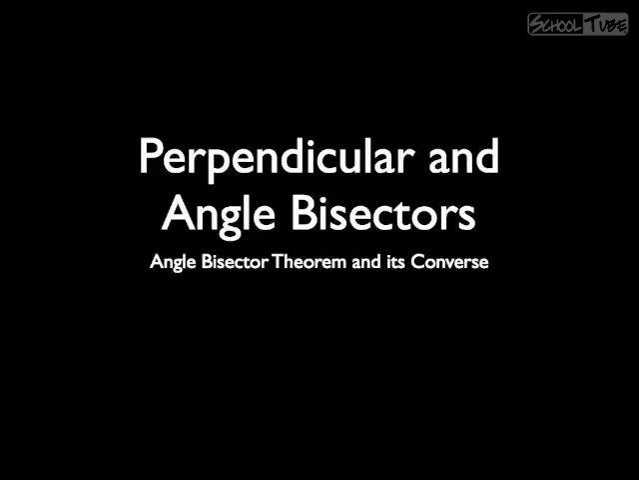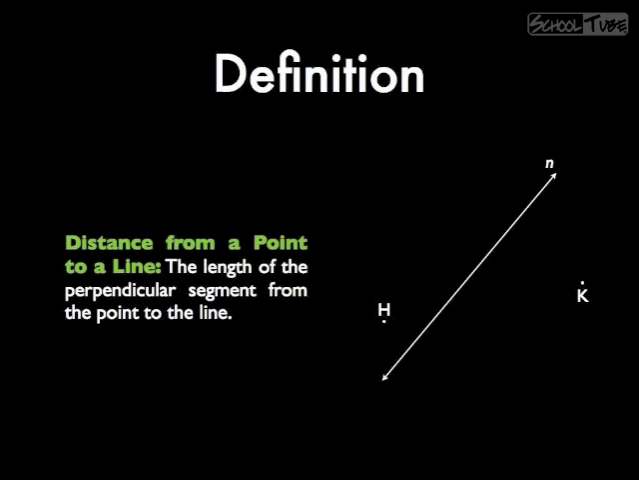Now let's talk about the angle bisector theorem and its converse. Before we do, I'm going to introduce you to a definition. What we call the distance from a point to a line is the length of the perpendicular segment from the point to the line. So therefore, the distance from K to M is the length of the segment MK, or also known as MK. And the distance from H to the line N is the distance of the segment HW, also known as HW.